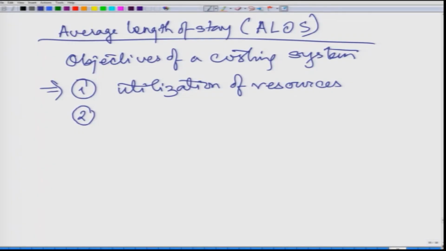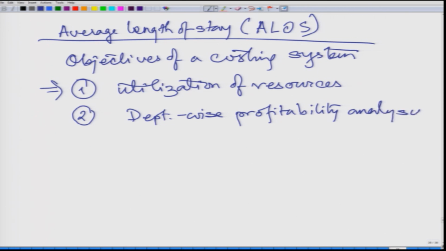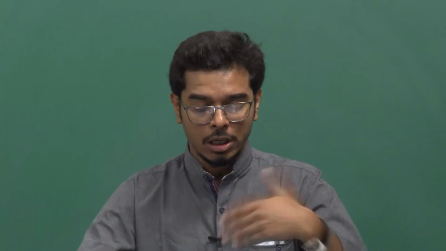The next, number two, is profitability analysis, department-wise. When we do department-specific profitability analysis, we need to understand in which department how much of the system is being utilized, what the patient footfall is, what the length of stay is, and what the basic treatments generally sought are, all these things.